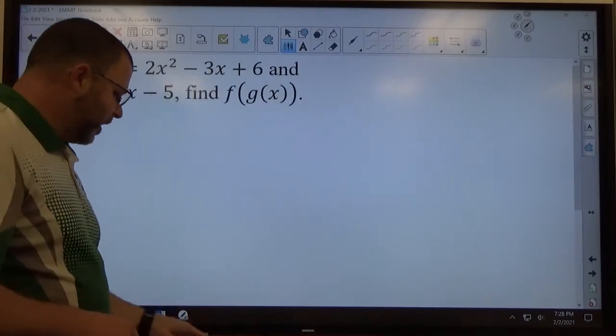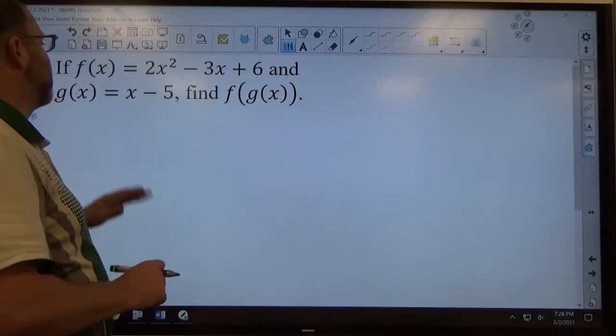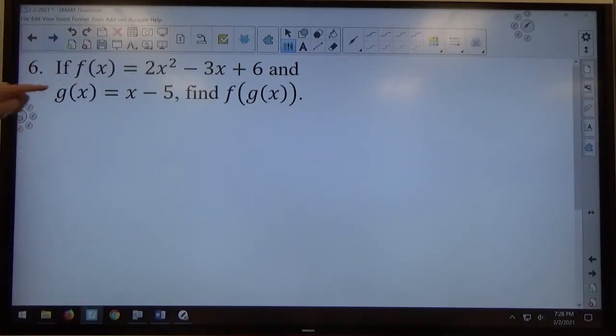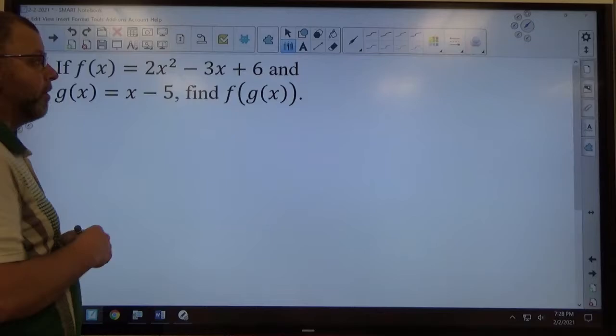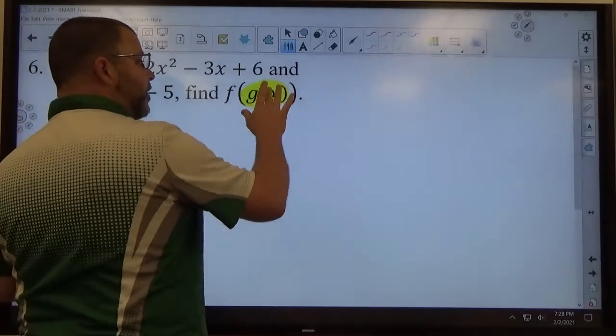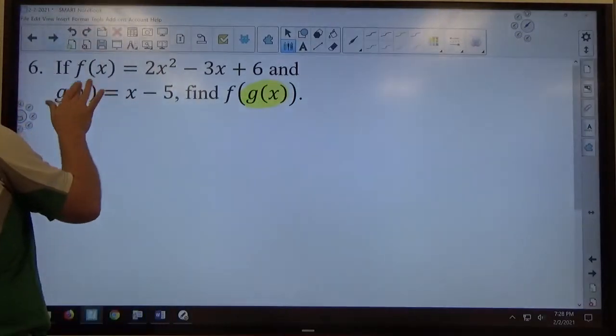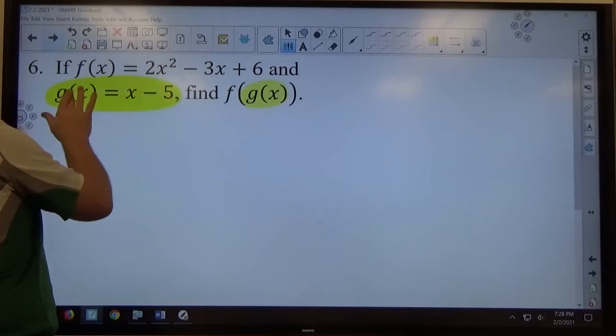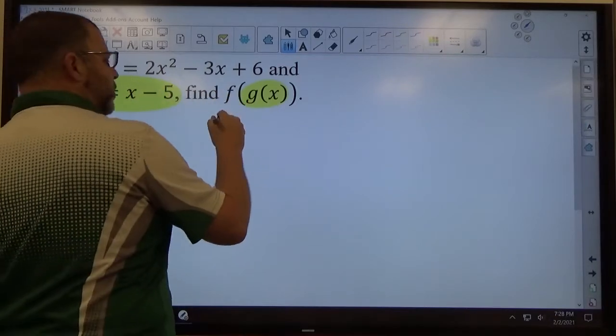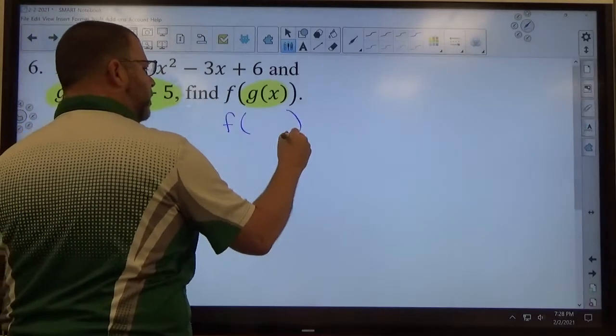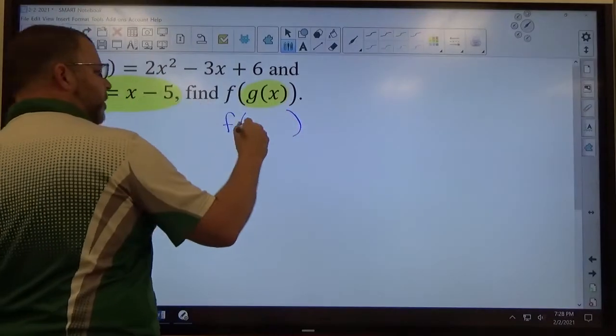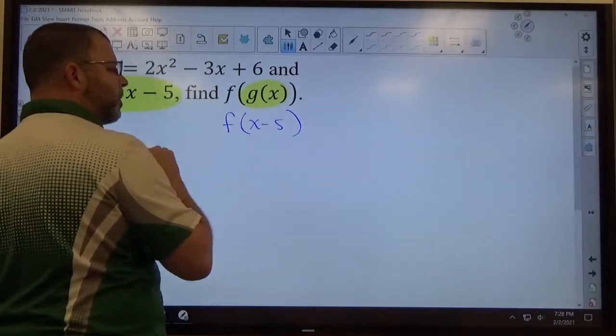Number 7 is the same skill as 6, same skill as 5, but this time it's f of g of x, not f of g of a number. So the fact that it says f of g of x and g of x is defined as x minus 5, we just do a quick substitution here, replace g of x with this expression, which is x minus 5.